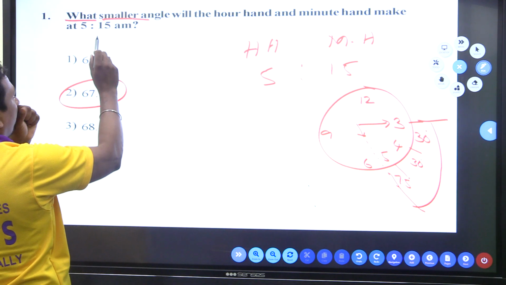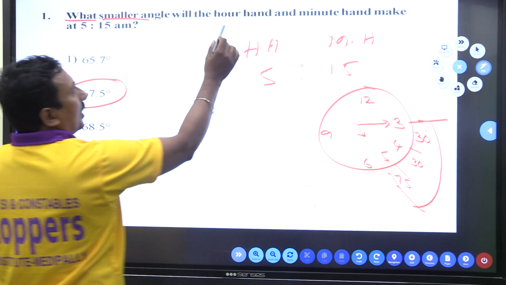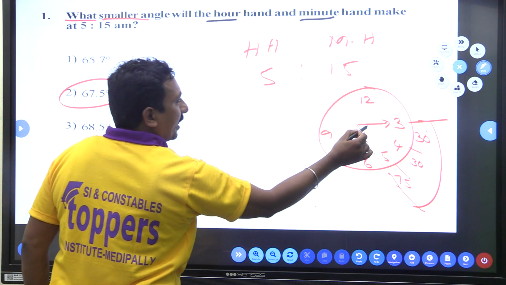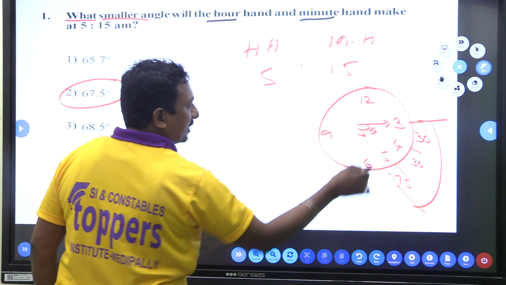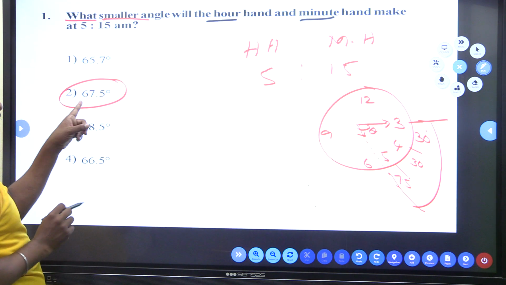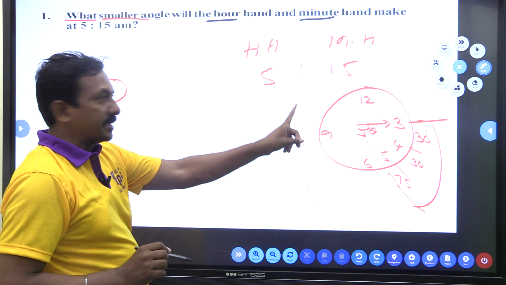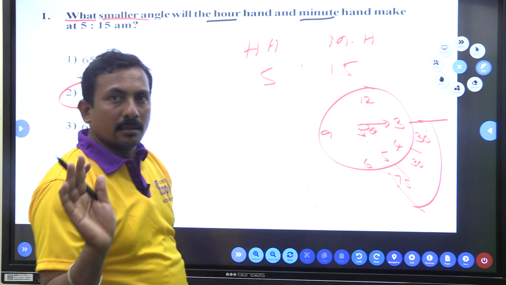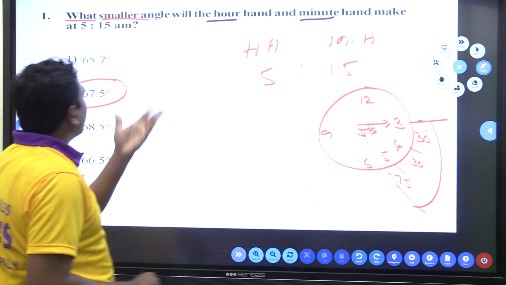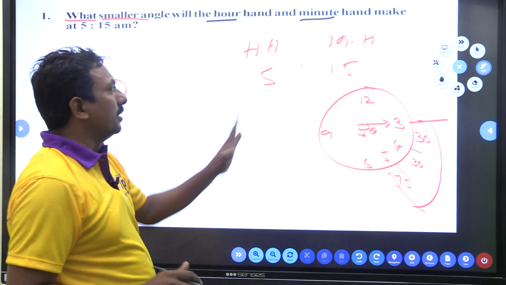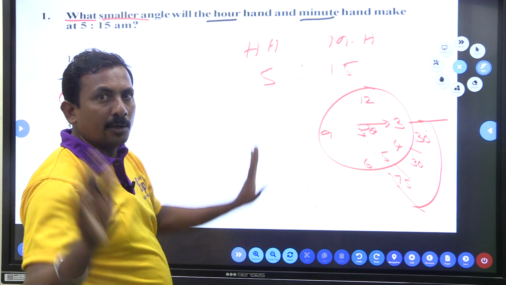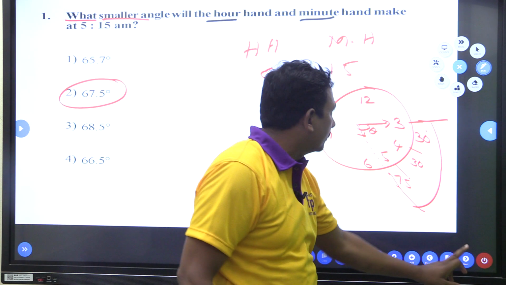Please observe here: what smaller angle will the hour hand and minute hand make? This is the hour hand and the minute hand. The difference between the two hands of the clock is 67.5 degrees. So we can find it with this logic method or the other process method. Clear? I think you understand. There are many methods, but this is the better method for the angle between two hands. I hope you understand. One more question.